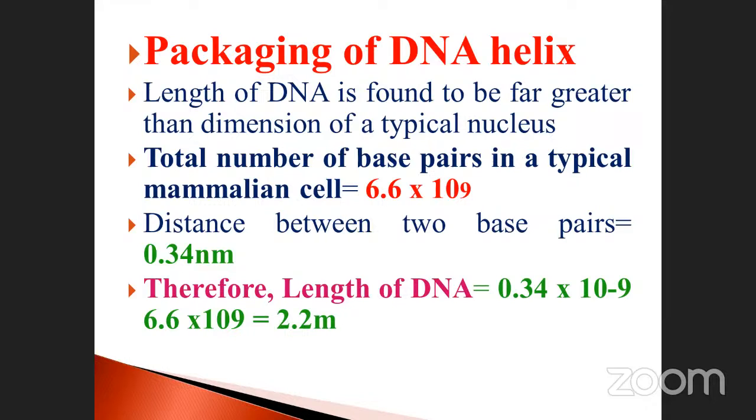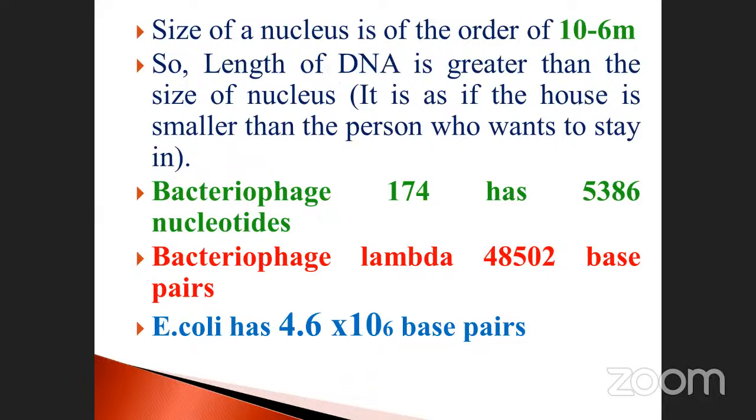Okay. So go to the next one. Note it down, my dear students. Please take notes kindly. Okay. See that. The size of the nucleus is of the order of 10 power -6 meter. Size may vary. So the length of the DNA is greater than the size of the nucleus. Size will be very small in nature, in between 20 Angstrom only, but the length will be very large, 2.2 meter. Okay. Go to the next one.